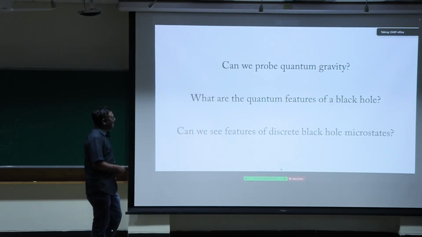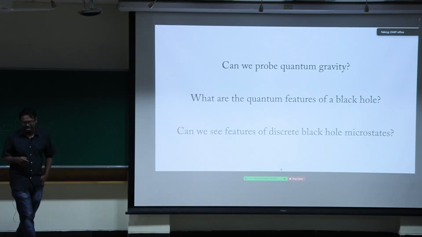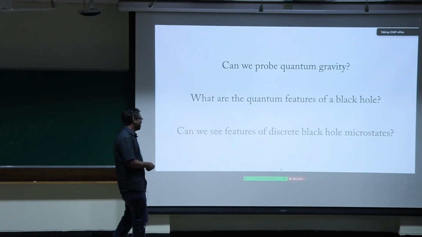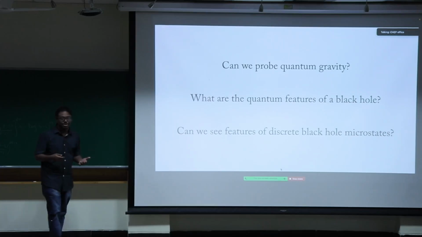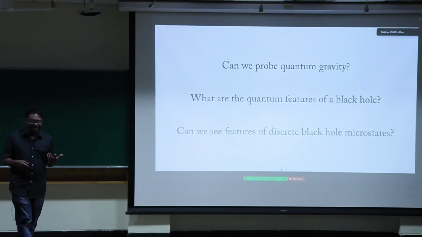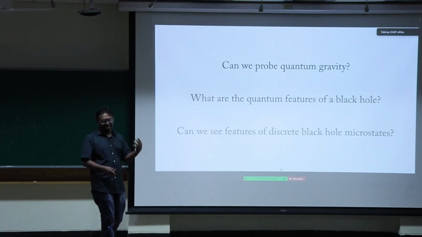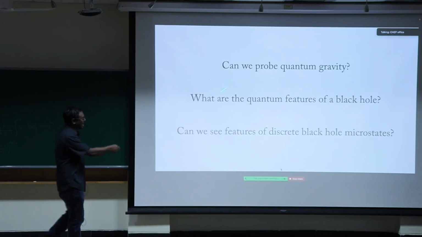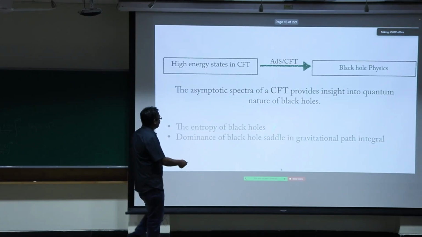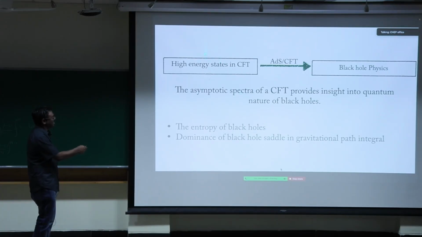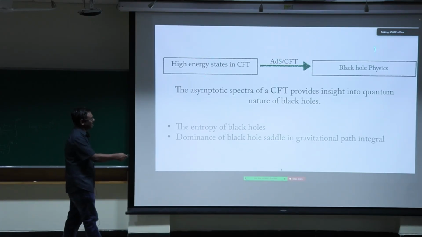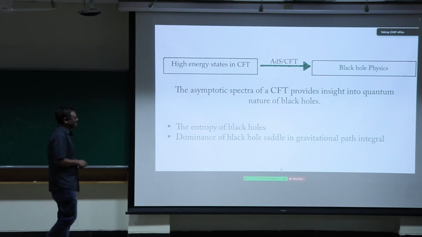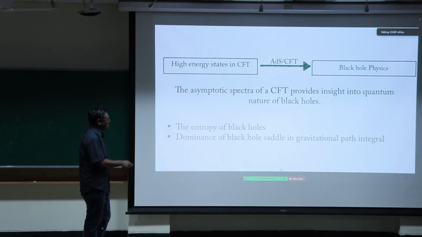So now, switching gear, we can ask more fundamental questions about quantum gravity. Can we probe quantum gravity? What are the quantum features of black holes? Can we see the features of discrete black hole microstates, and so on? It turns out, because of AdS/CFT, this set of questions is actually related to the previous set of questions. So if I can answer the previous set of questions, I will have quite a good handle on this. If you take high energy states in conformal field theory, AdS/CFT tells you they are related to black hole physics. So if you learn about the asymptotic spectra of a CFT, that provides you insight into the quantum nature of black holes.